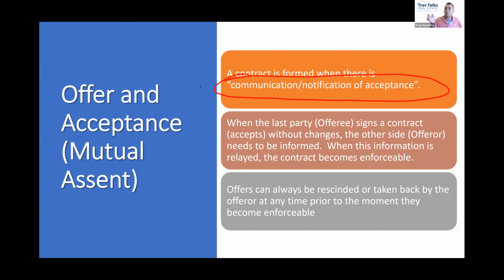So if Howard wants to make sure that Hilda is held responsible for her promises in that agreement, what's the next thing he's going to have to do? Pick up the phone and call her. Send her an email, send her a text message, send smoke signals, go yell it outside of her window, whatever way he wants to choose to communicate to Hilda, hey, I have accepted your offer.